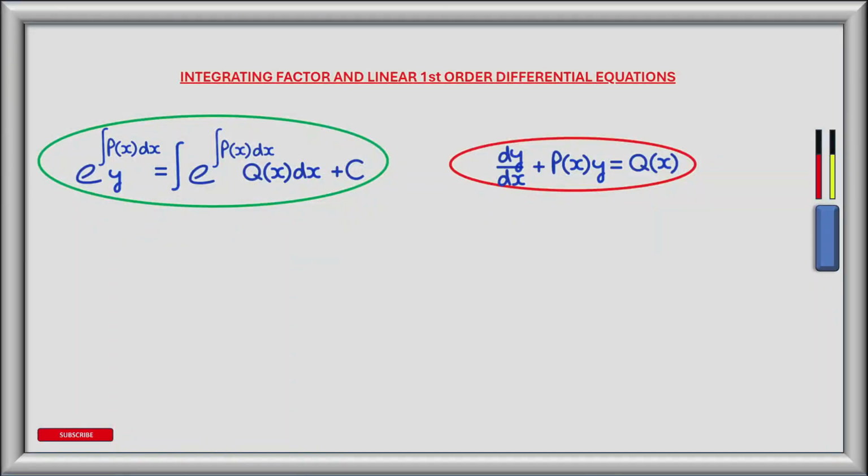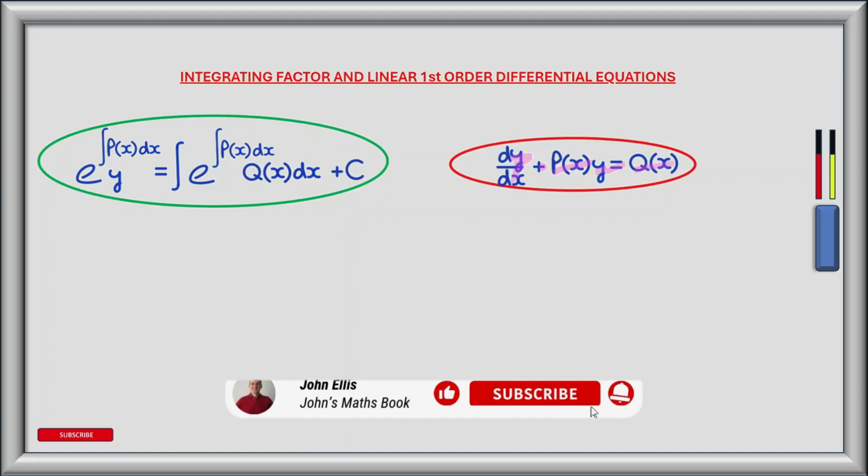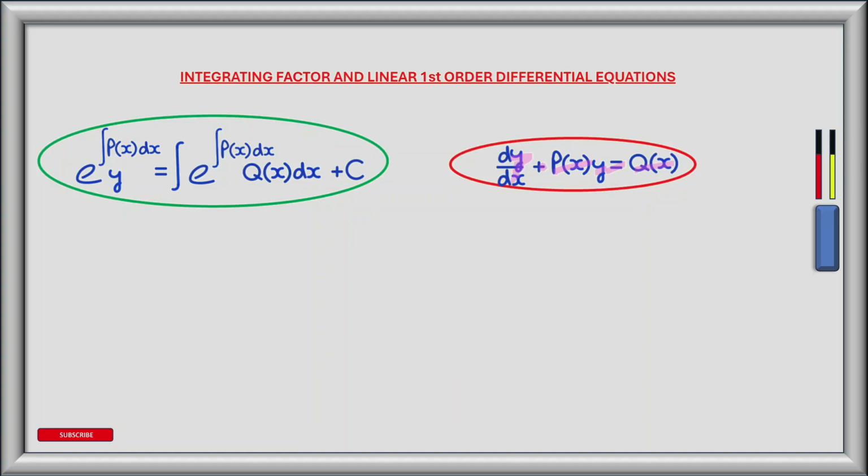We saw in a previous video that we could solve first order linear differential equations of the form dy/dx + p(x)y = q(x), where p(x) and q(x) are either constants or functions of x, using an integrating factor, such that the general solution of the differential equation is given by the formula e to the power of the integral of p(x) dx multiplied by y is equal to the integral of e to the power of the integral of p(x) dx multiplied by q(x) dx, plus a constant of integration c.